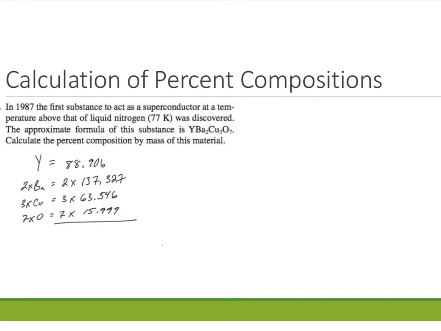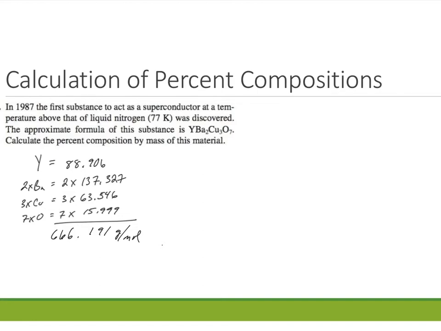So here are all my masses of my elements and their composition. We've got 88.906 yttrium, 137.327 times 2 for the barium, 63.546 times 3 for the copper, and 15.999 times 7 for the oxygen. This gives us a sum total mass of 666.191 grams per mole.